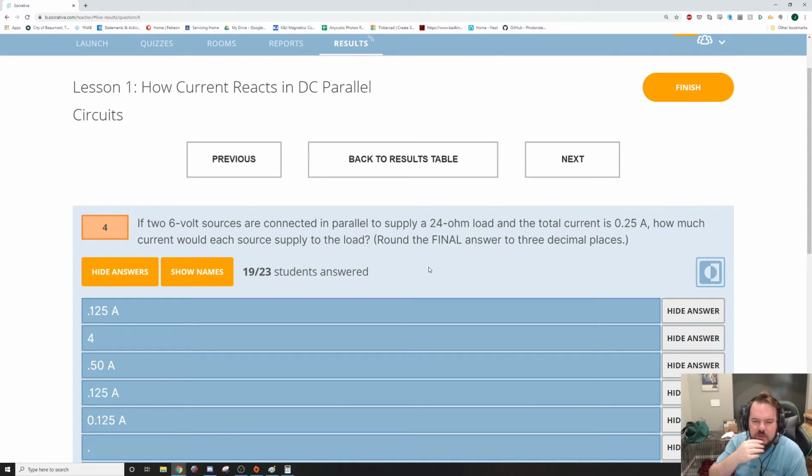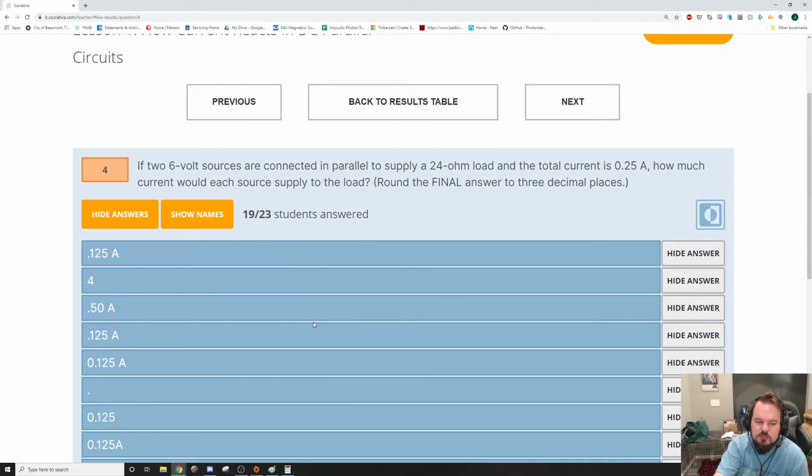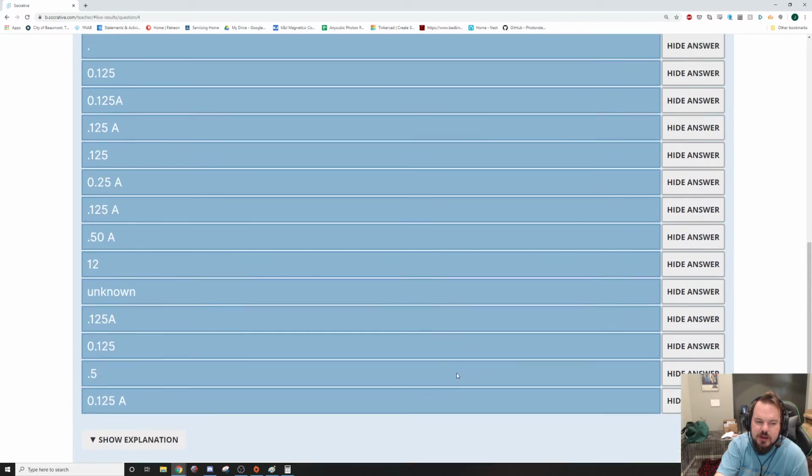So, how much current would each source supply to the load? Each one's going to supply half the current. That's why they run for twice as long. So it's going to be half of 0.25, which is 0.125. A lot of people got it.